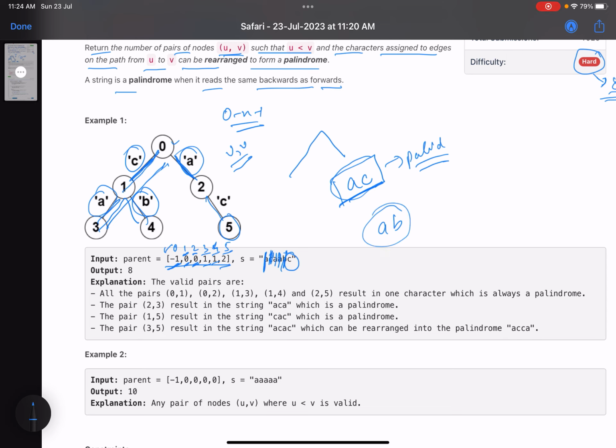Let's take 1, 0, 2, 5, right? That means 1, 2, 5. So the characters on the path are C, A, C. Yes, it is a palindrome, right? I can rearrange it. Instead of this, if it would have been C, C, A also, then I would have rearranged it to form a palindrome. What's the condition of a palindrome? That at max one character should have odd frequency, right? You don't need to know the exact frequency, just the parity will work here. That means whether the frequency of a particular character is even or odd, right?